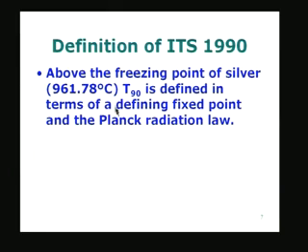And above the freezing point of silver, which is 961.78 degrees Celsius, T90 is defined in terms of a defining fixed point of that silver point and the Planck radiation law. Planck radiation law relates the emissive power of black body radiation with the temperature by a unique relationship, and that becomes the definition of the temperature that is above the silver point.